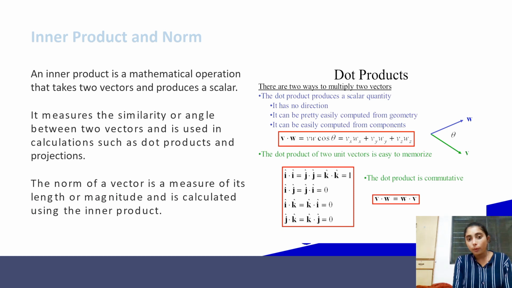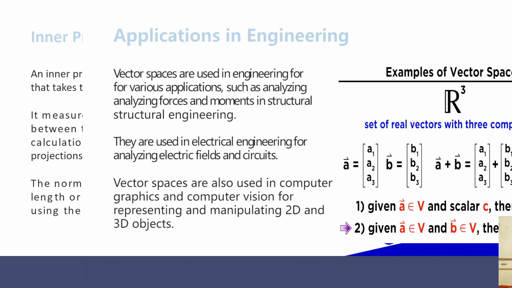Dot products. These are one of two ways to multiply two vectors. The dot product produces a scalar quantity. It has no direction. It can be easily computed from geometry. It can also be easily computed from components.